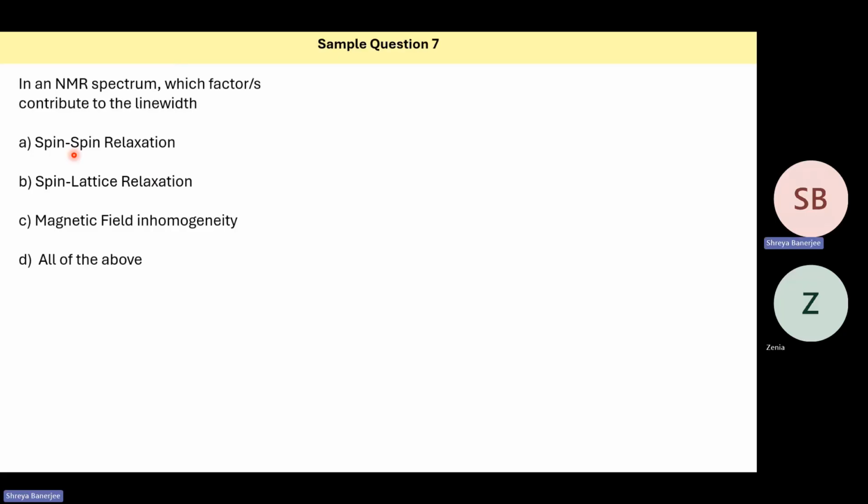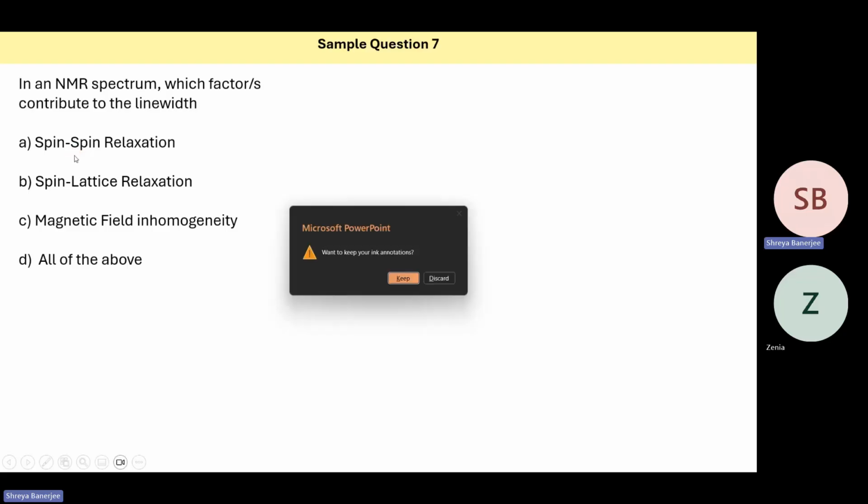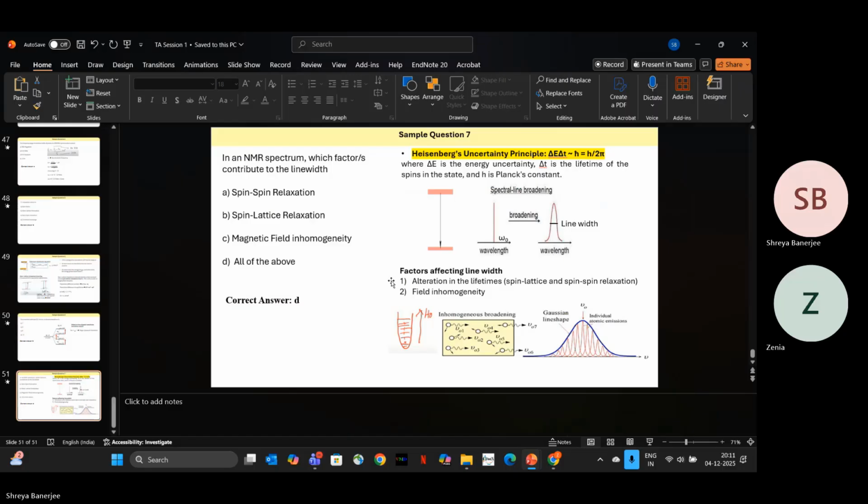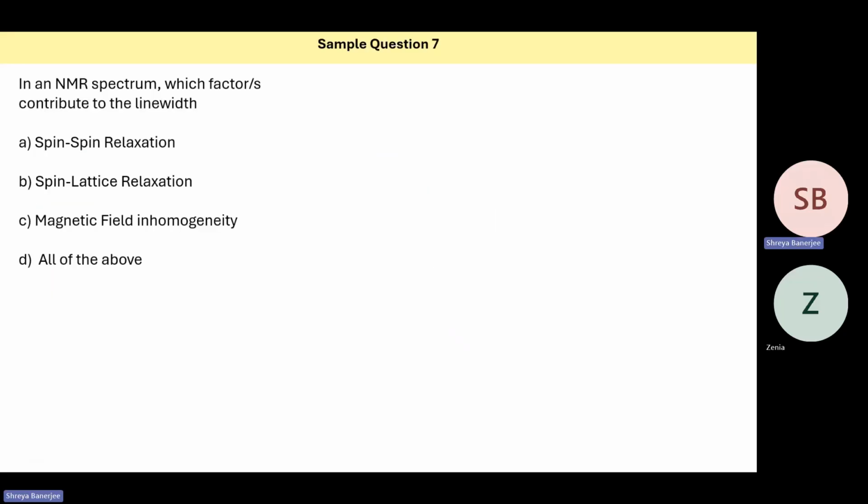The next question is asking, in an NMR spectrum, which factors will contribute to the line width? Just 1 second. Sorry, I guess I showed. But anyway, I'll just discuss the answer.